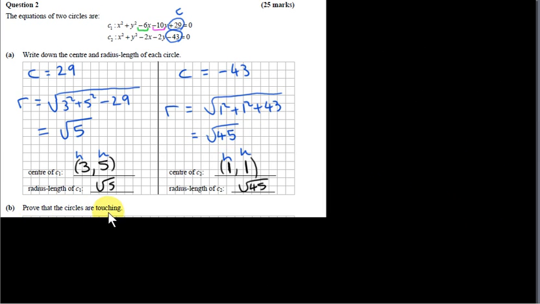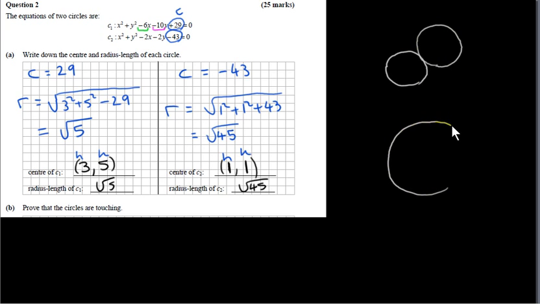Prove that the circles are touching. Now what does touching mean? Well, it means that the circles touch at just one point. Not at 2 points, but at just one point. So for example, these two circles are touching. We would say that these two circles are touching externally.